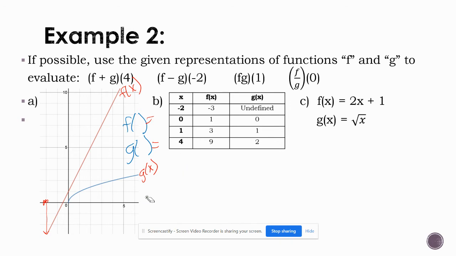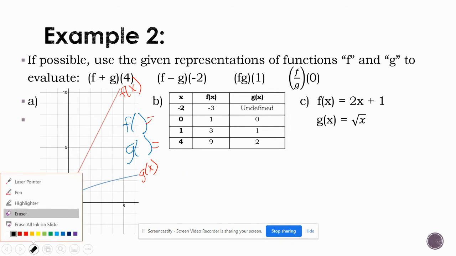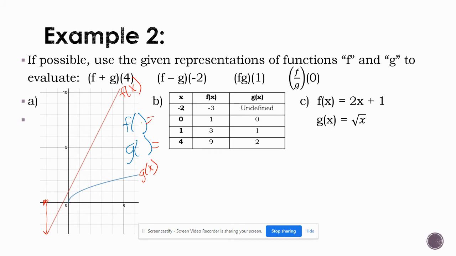The next one they're asking us to find is f times g of 1. So here is x is 1. For g, that answer is 1. For f, that answer is 3. So f times g of 1 means we're going to do 3 times 1, which means it's 3.